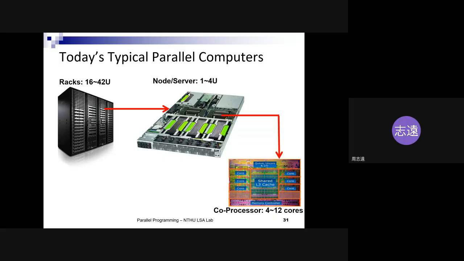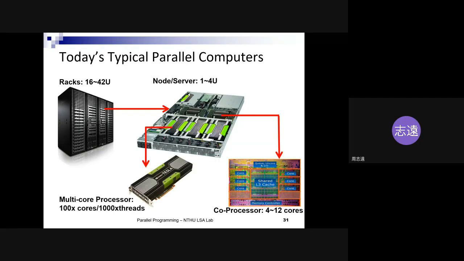To provide the computing power, like we mentioned, not only do we use CPUs, but we usually also use some accelerator, like a GPU. Each server can be quite powerful alone, but still we usually have hundreds of servers in a single parallel system.